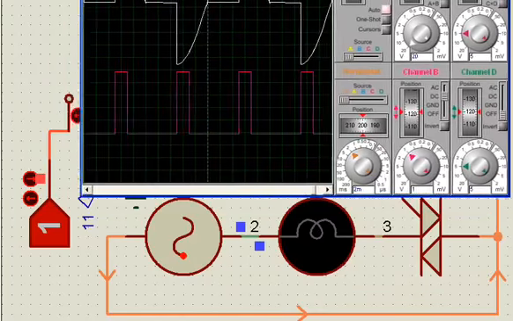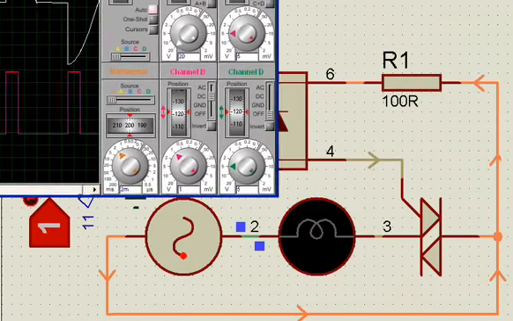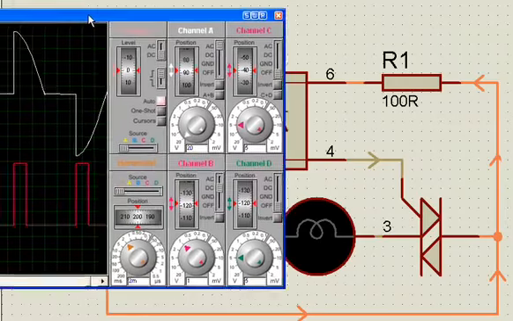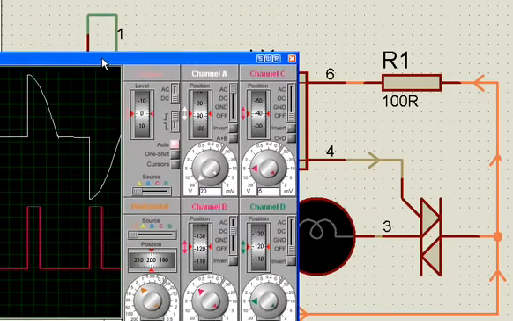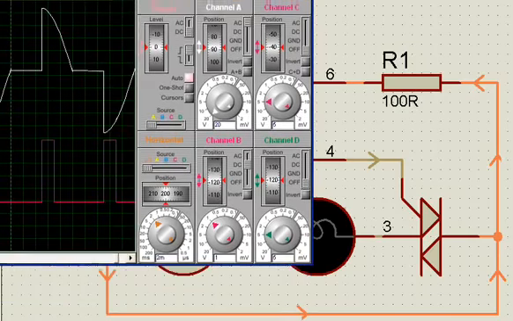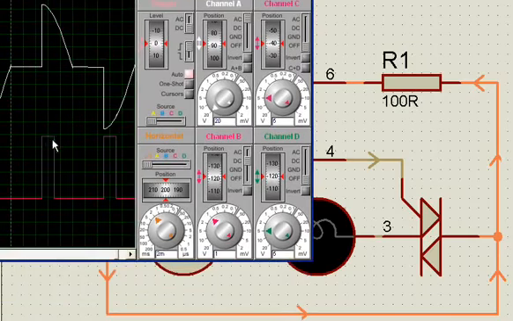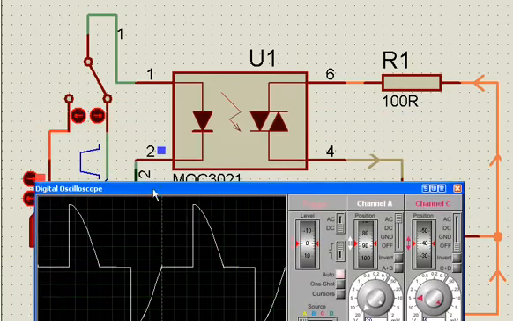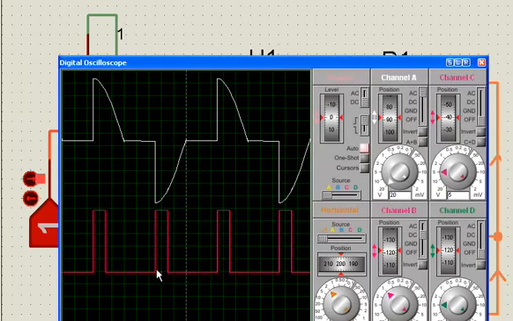The working principle is, now let's analyze this way. This is the 5-volt pulse that you find, which is coming from the LED. This opto LED is glowing only for this much of time, and this much of time it is off.